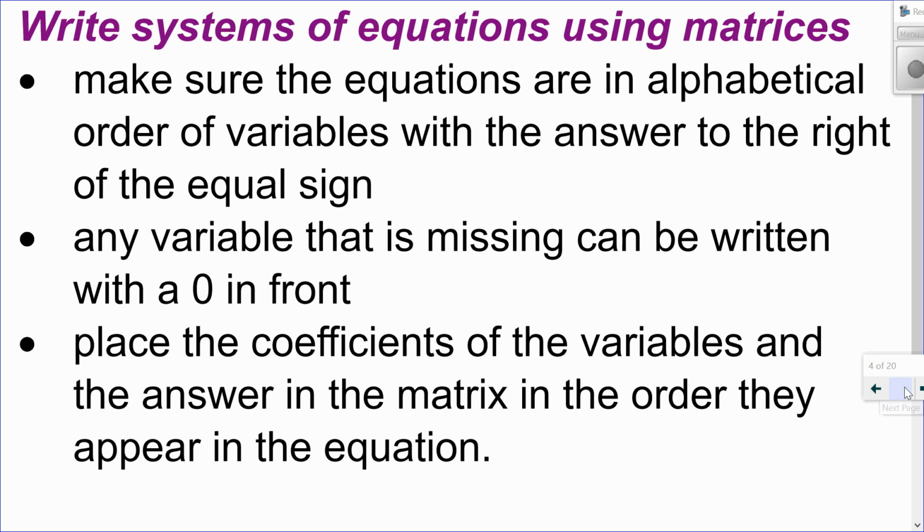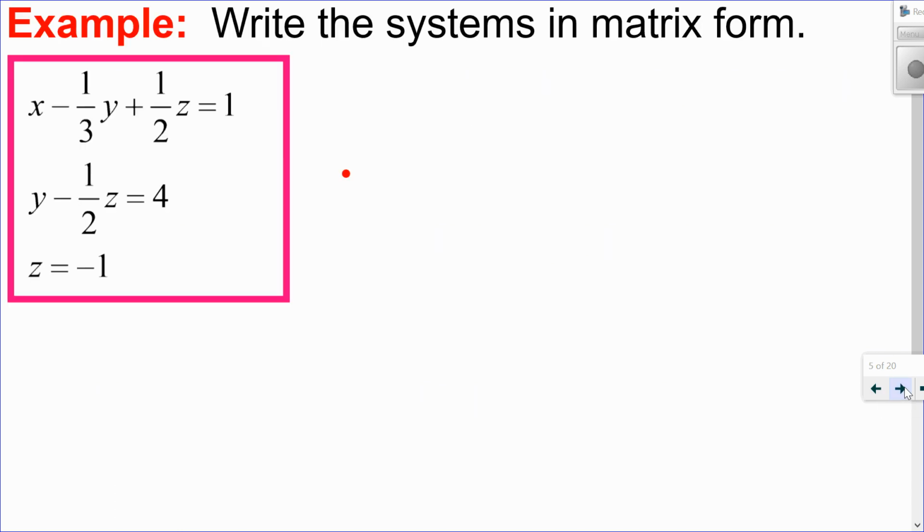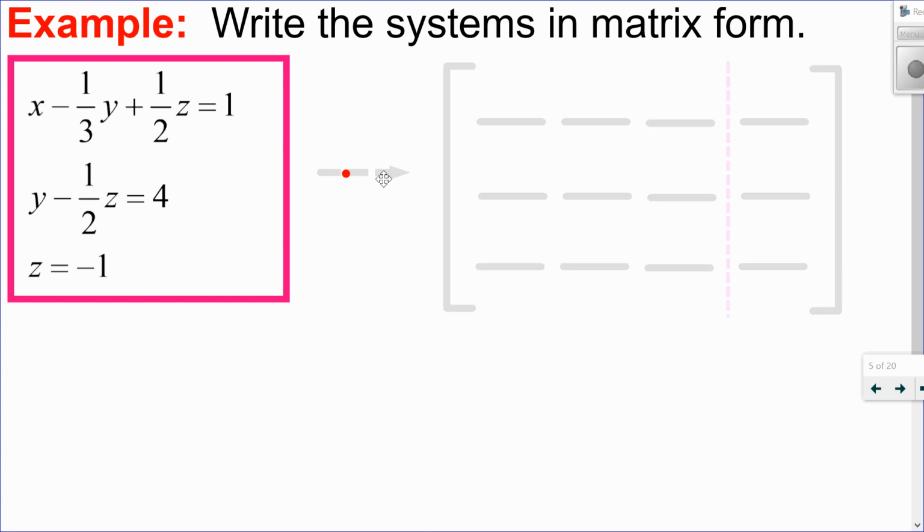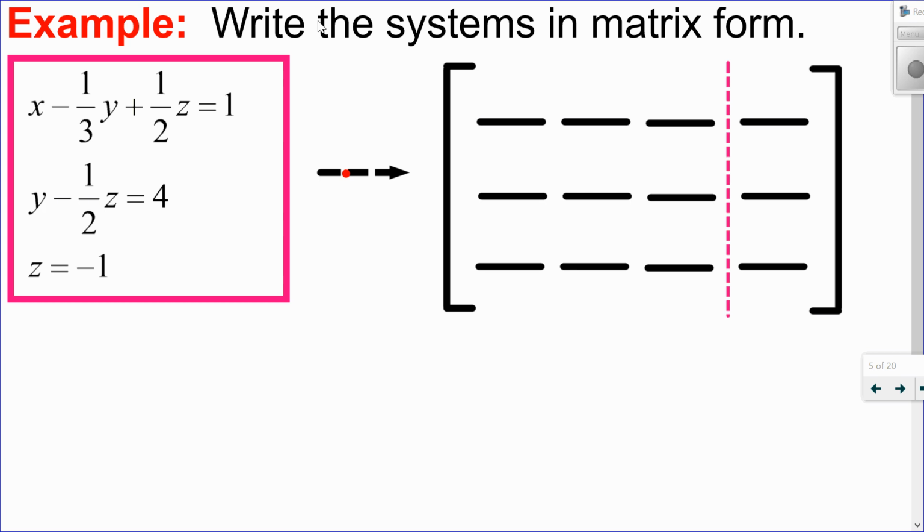So this is really key. I just want to be able to practice this. So if we look at this here, I have 3 equations and 3 unknowns. So I need a 3 by 4 matrix. So I'm going to first of all make sure I have them all in correct order, X, Y, Z. So the first equation is in order, X, Y, Z, and then answer. So I write the coefficients. So it's a 1, a negative 1/3, paying attention to the signs, a half, and a 1.